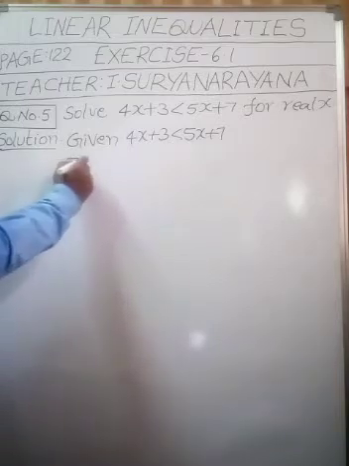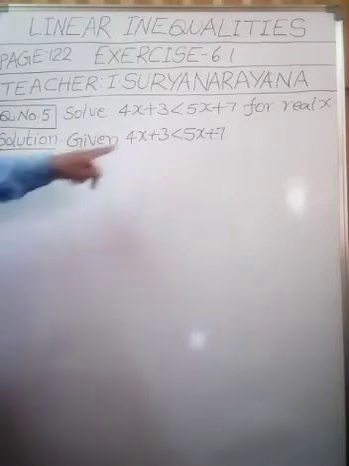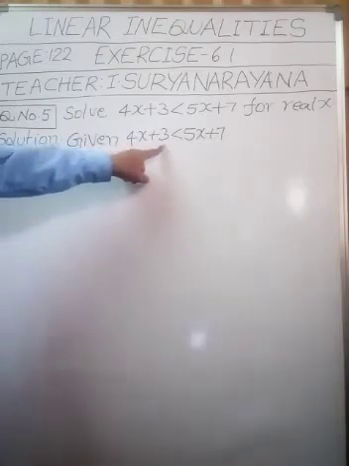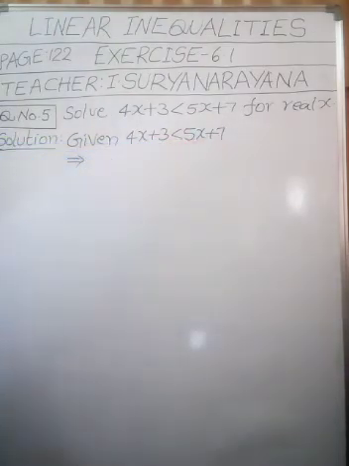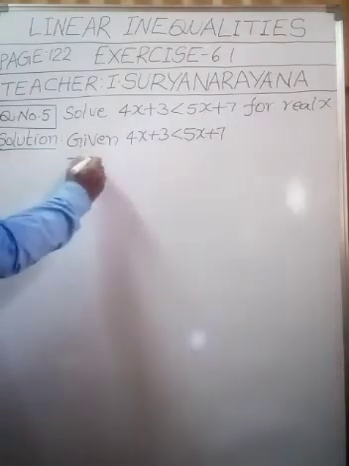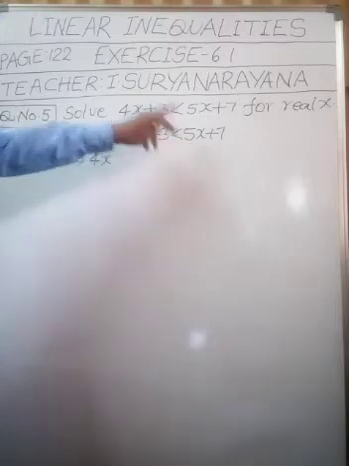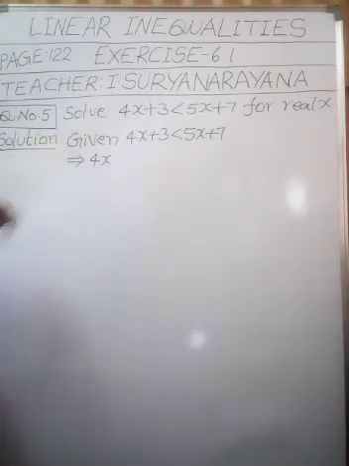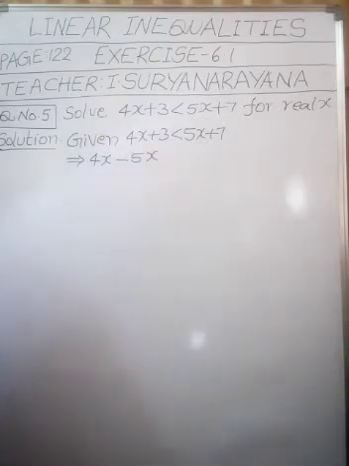Now let us write all the variable terms on the LHS and all the constant terms on the RHS. Okay, my children. So here an x term is there and a constant term. In the RHS, here an x term is there and a constant term is there. So let us write all the x terms. Here 4x is already there in LHS. Let us bring this 5x to LHS. It changes to minus 5x.